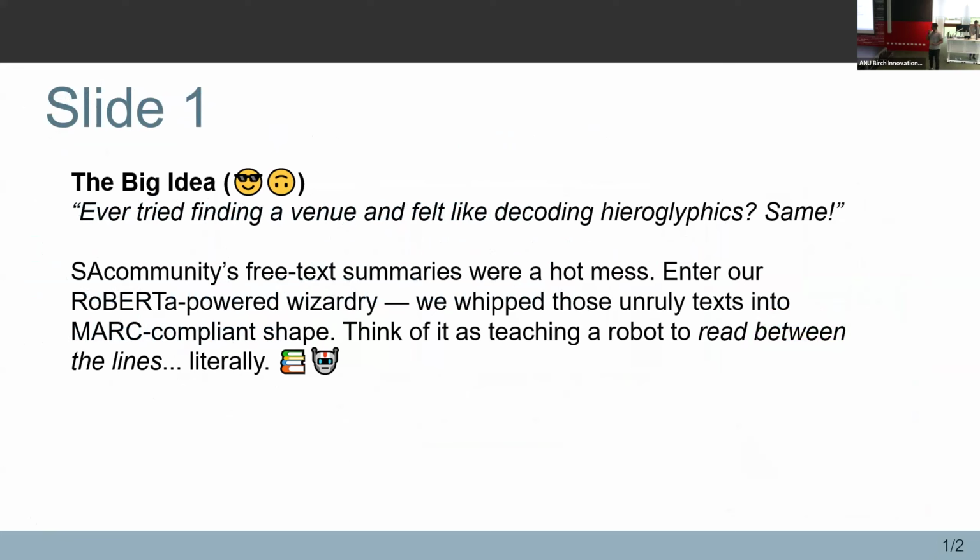Have you ever tried finding a venue and felt like you were decoding hieroglyphics? Same. So ASA Community's free text summaries were a hot mess. Enter our RoBERTa-powered wizardry, where we whip those unruly texts into mark-compliant shape. Think of it as teaching a robot to read between the lines, like literally.